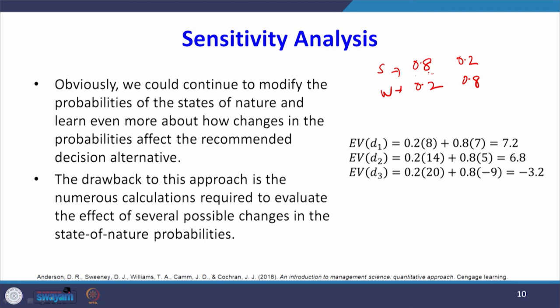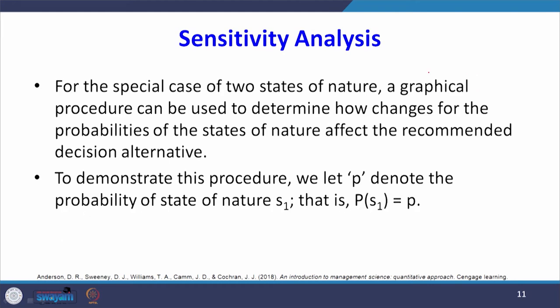So, the drawback to this approach is the numerous calculations required to evaluate the effect of several possible changes in the states of nature probabilities. That will become so cumbersome. For the special case of two states of nature, in our problem only two, strong demand and weak demand, a graphical procedure can be used to determine how changes in the probabilities of the states of nature affect the recommended decision alternatives. If there are only two states of nature, we can see graphically how these probabilities affect the decision alternative.